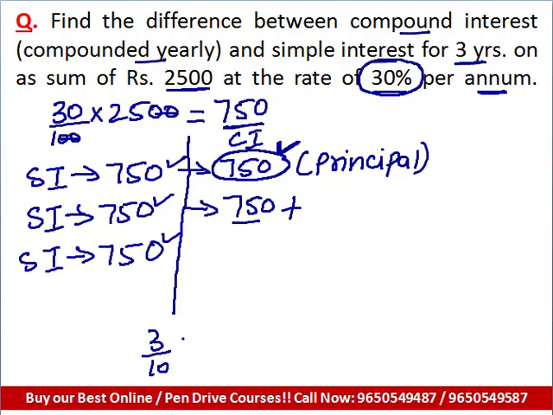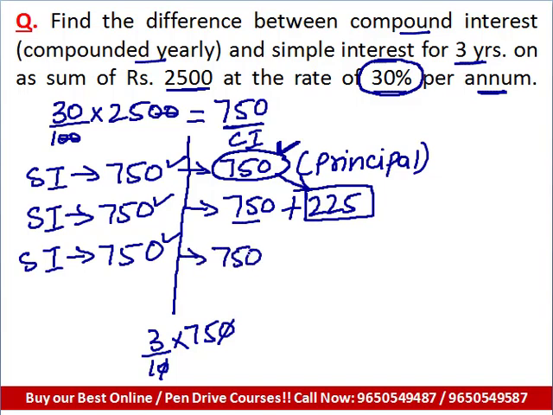So in the second year, you will get 30%, that means 3 by 10, of 750. 30% of 750, if you calculate, is nothing but 225. So students, this 225, this additional component, is nothing but the interest which you have earned on the interest for the previous year. Sure? So now let's think about the third year. In the third year, 750 will remain as it is because it is the interest which you have earned on the principal.